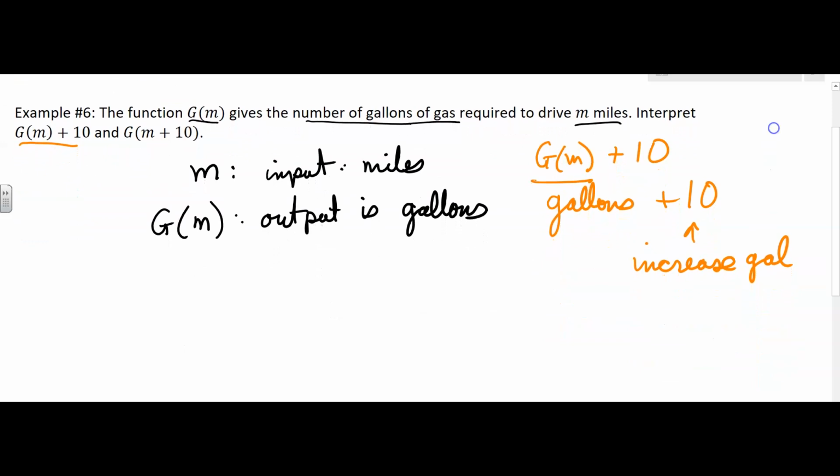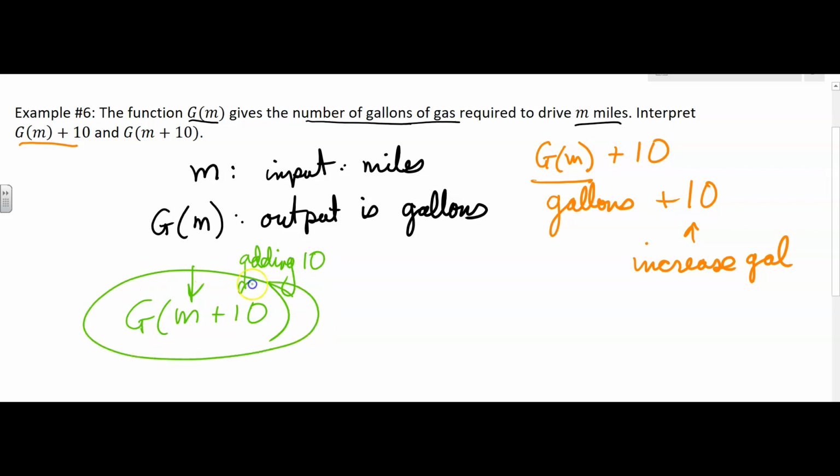Okay. Now let's look at the other one. The other one says g of m plus 10, with the 10 added inside. This says we're going to go so many miles, but maybe we need a few more miles. Maybe we need to add 10 miles just because we don't want to cut it close. So we're adding 10 miles, and then we're going to figure out how many gallons of gas we need. Okay? So we're adding 10 to the miles there, and then figuring out how many gallons of gas we need based on that mileage. Okay?